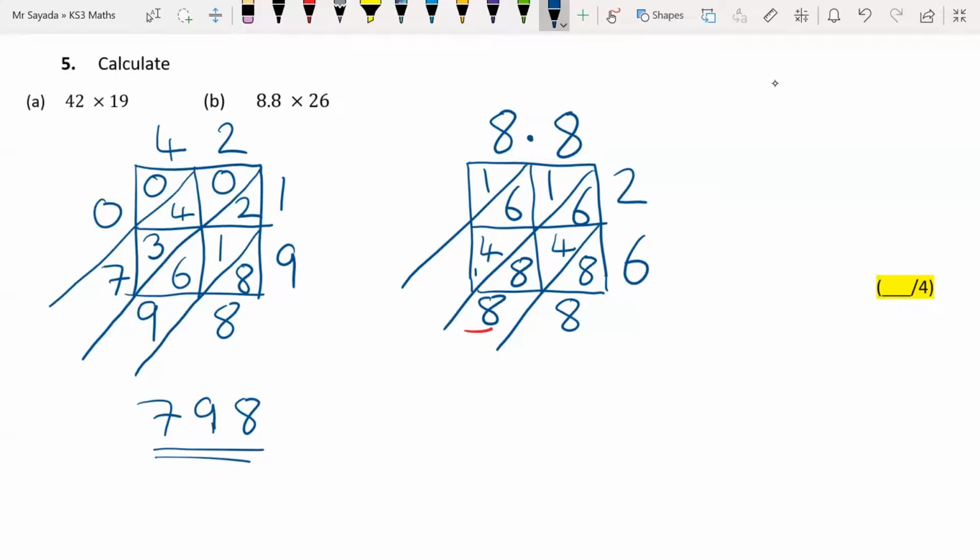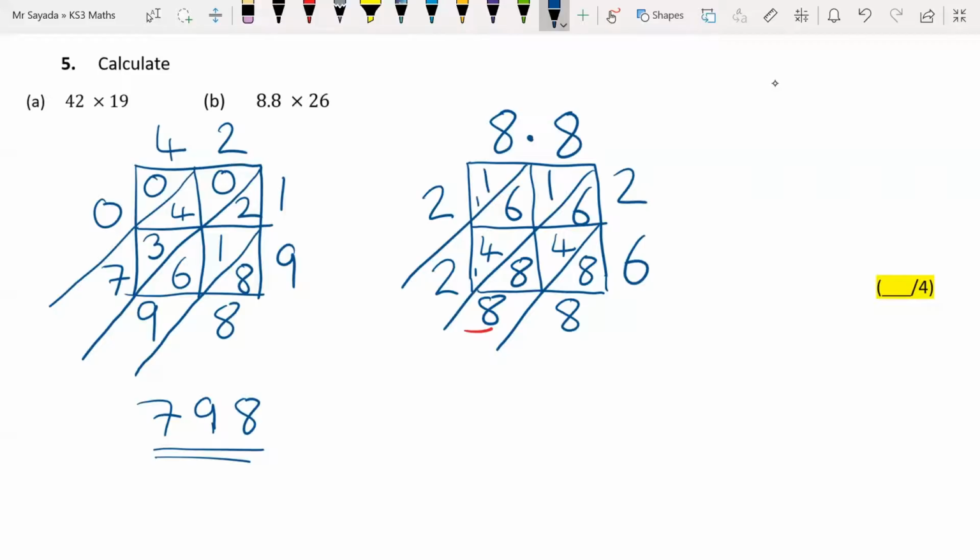Add up the next diagonal now, please. Say your answer to the video. The next diagonal adds up to 12, so we put the 2 here and we carry the 1. And what's 1 plus 1? Hopefully you said very quickly 2.